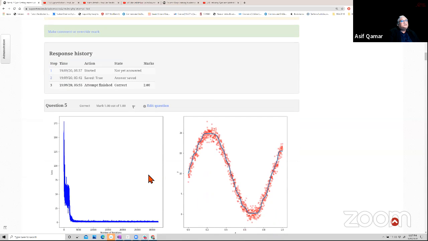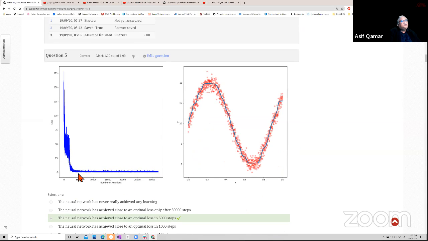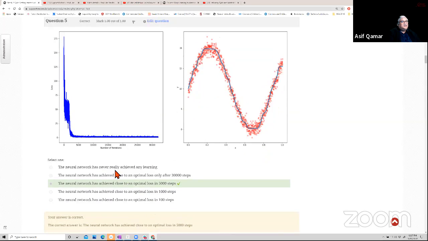Now comes this question. So this is what you were asking, Sukhpal. Do you notice that compared to the previous picture, this has much less fluctuation? So what do we conclude? First thing we notice is that it sort of stabilizes in 5,000 iterations, 5,000 steps. So that's the right answer.